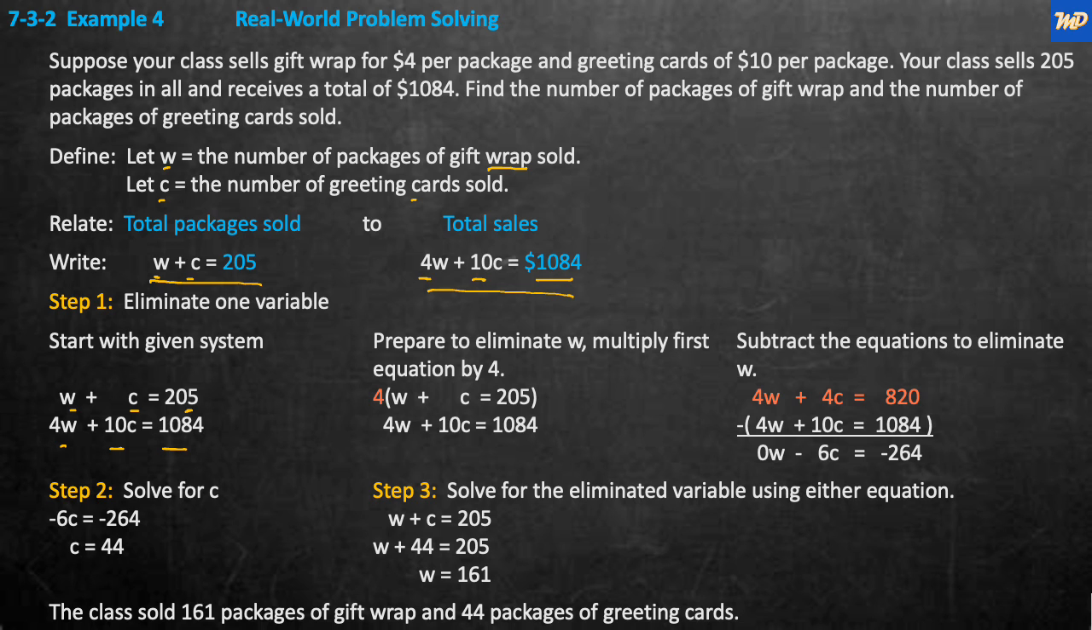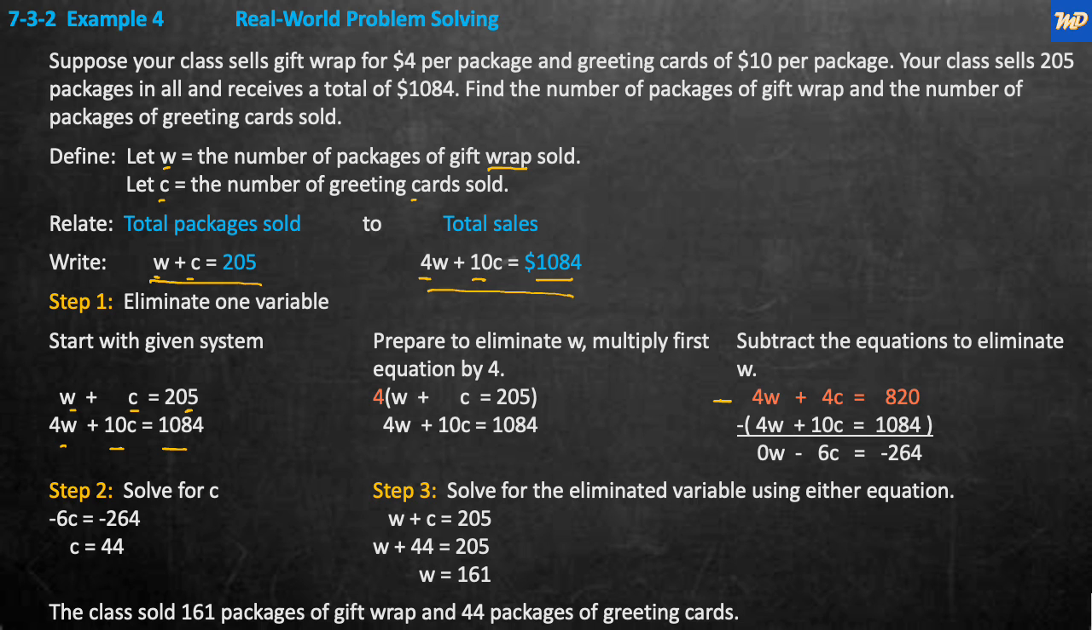We started with the given, now what do we do? Well, to eliminate one of the variables, we have 4W in the second equation, and the W in the first is 1W. The same thing would work for the C, but let's eliminate the W because it's 4 times W on the top. It will make 4W minus 4W on the bottom, right? So 4 times W plus 4 times C equals 4 times 205. And when you do that, you get right here, 4W plus 4C is equal to 820.